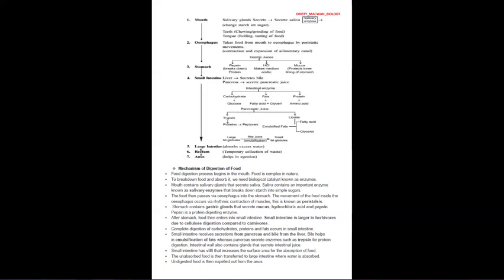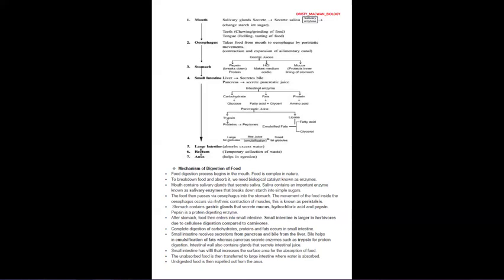So this is the whole human digestive system, which works in this way. Here I have also written about the mechanism of the digestion of food. So let's go through a few points to understand it in a better way. Food digestion begins in the mouth. Food is complex in nature, so whatever food we eat is complex, and this process starts from the mouth.